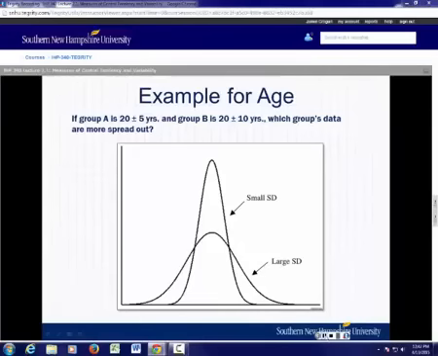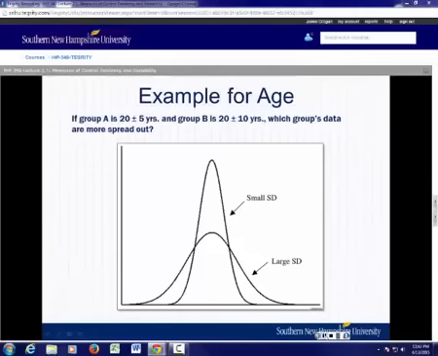And so if you plotted them as a normal curve, Group B would be that group with the shorter curve and it's a little bit wider. It's a larger standard deviation. Whereas Group A would be, in comparison, a little more clustered and a higher peak to that normal curve.